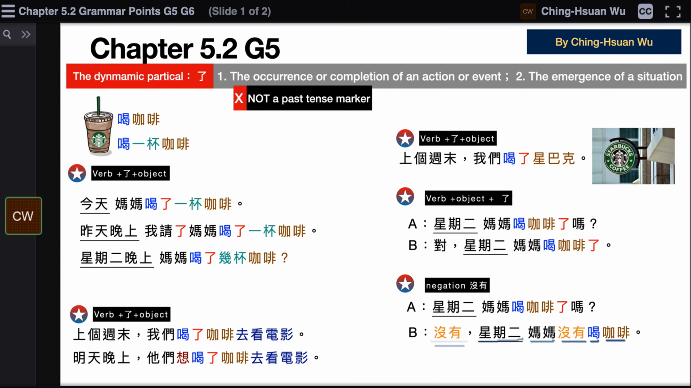Since mama didn't drink coffee, that action of drinking coffee did not occur and did not get completed. Therefore, there's no le marker here. Le doesn't appear in a negation sentence because the action simply didn't occur. Again, the negation marker for le sentence is 没有.